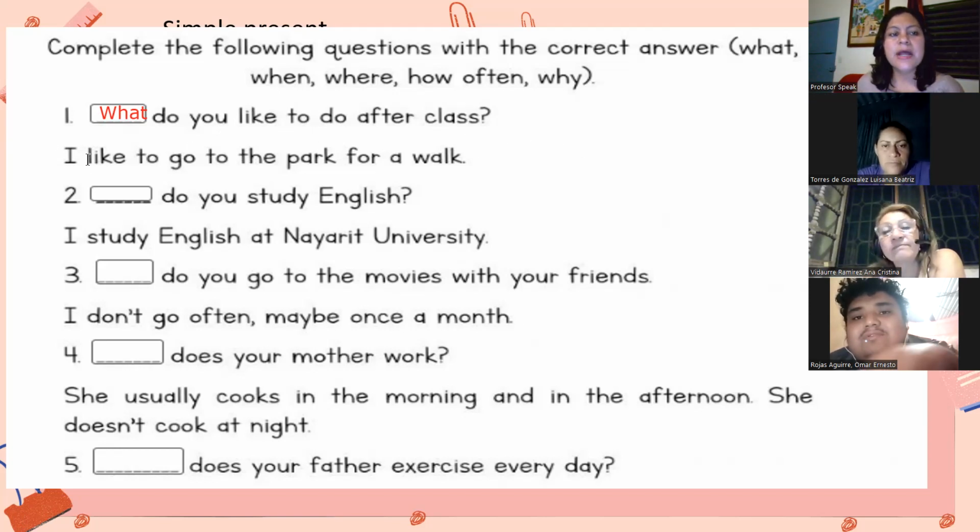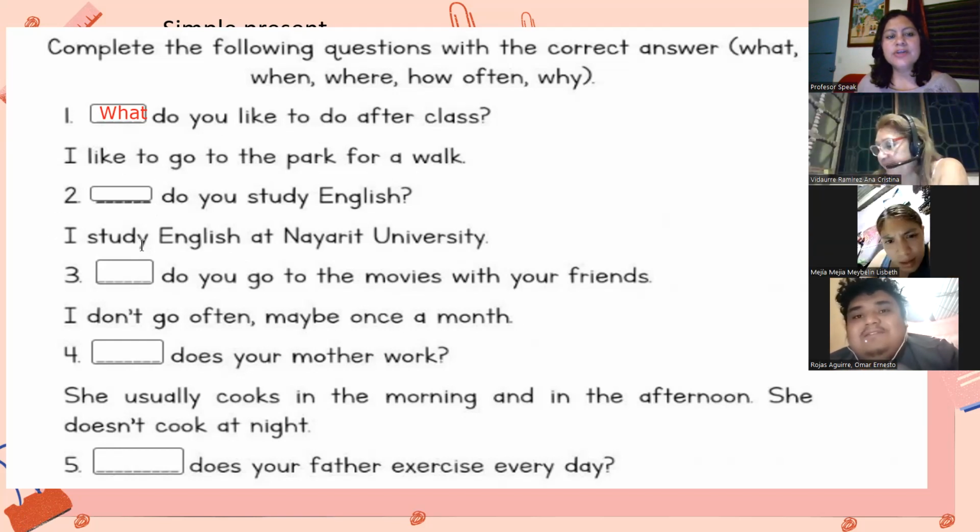Y miren la respuesta. I like to go to the park for a walk. Teacher, y se le pone why? Mm, no, no podría porque miren la respuesta. I like to go to the park for a walk. Where? Ah, y sí. I recommend that you look at the answer and according to the answer, you make the decision of what is the WH, okay? I will give you time for you to complete, okay?